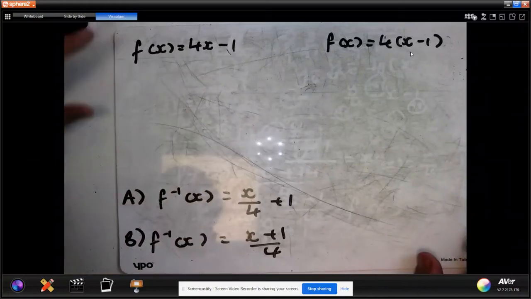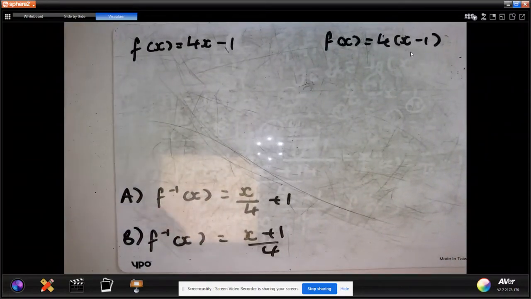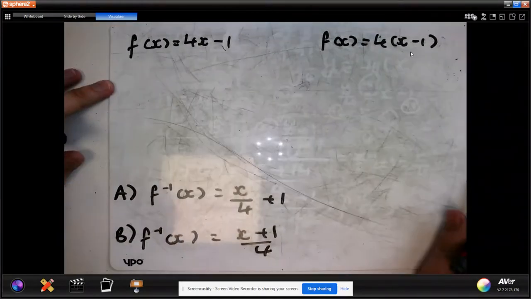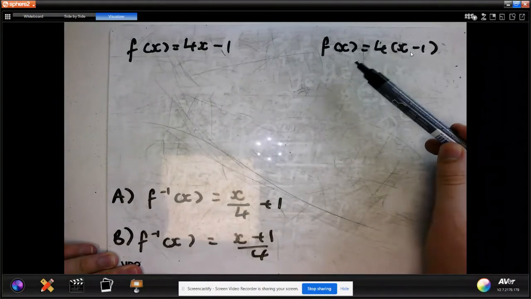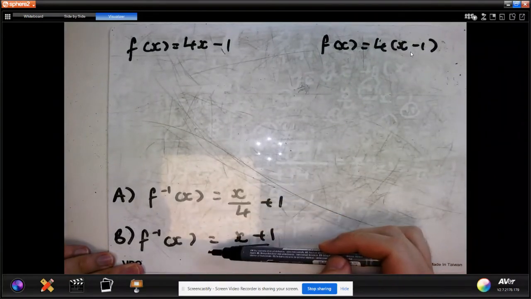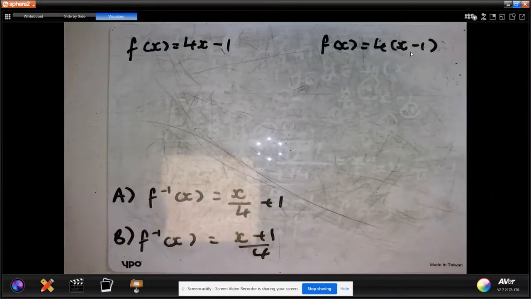Hello and welcome to this session on inverse functions. I wanted to start by getting you to have a little look at the following question. I want you to find the inverse function of both of these and match each to the correct one. If you pause your screen and have a go at that now, that would be brilliant.